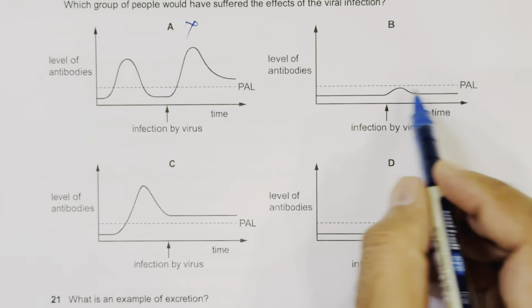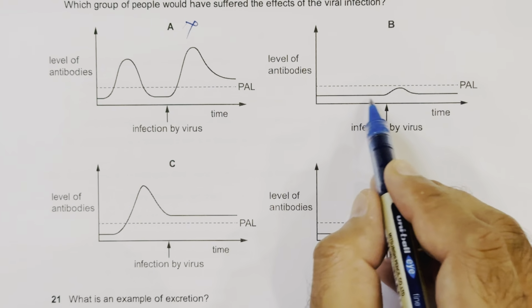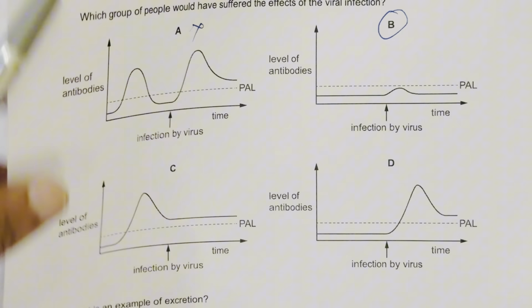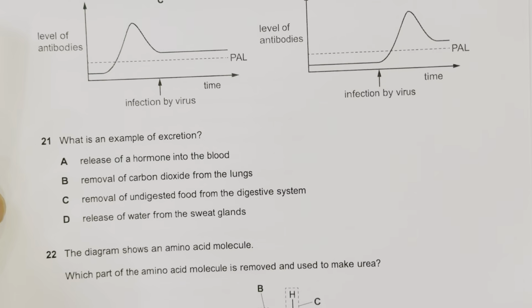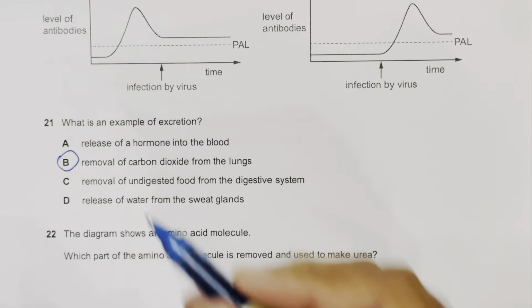Option number B has the PAL higher compared to the above line, so option number B is the right answer. Option number C and D are wrong. What is an example of excretion? Okay, we know that it is the removal of carbon dioxide from the lungs. So option number B is the right answer.